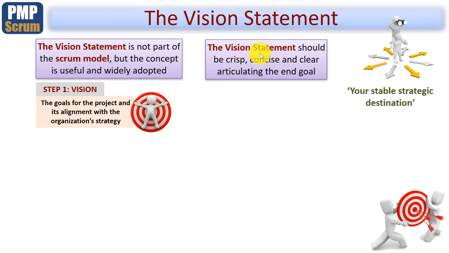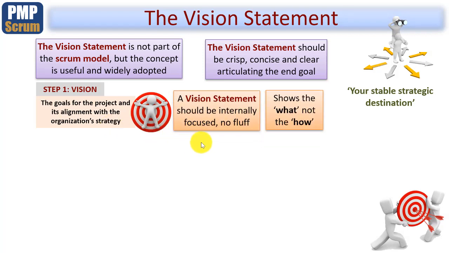The vision statement should be crisp, concise, and clear, articulating the end goal. The vision statement would normally be a few sentences or a few paragraphs at most. And this, of course, is step one in extended Scrum that I showed you, capturing the goals for the project and how that aligns with the organization's strategy. If you're in the widget making business, then you'd expect your Scrum project to be in some way related to the creation of new and better widgets.